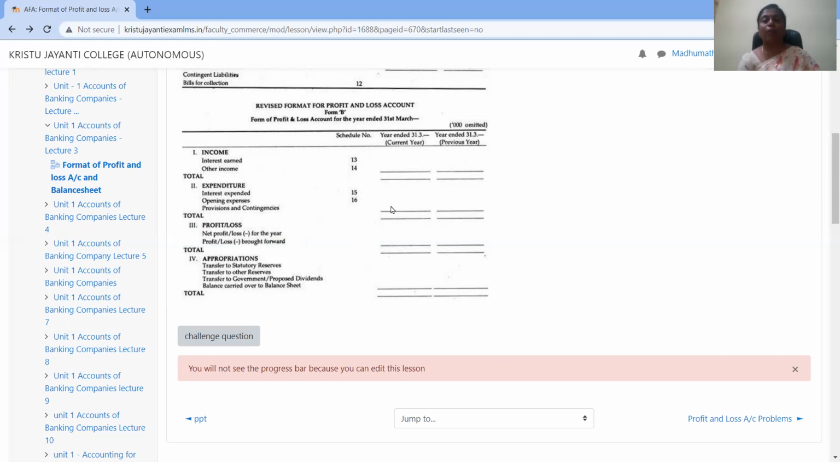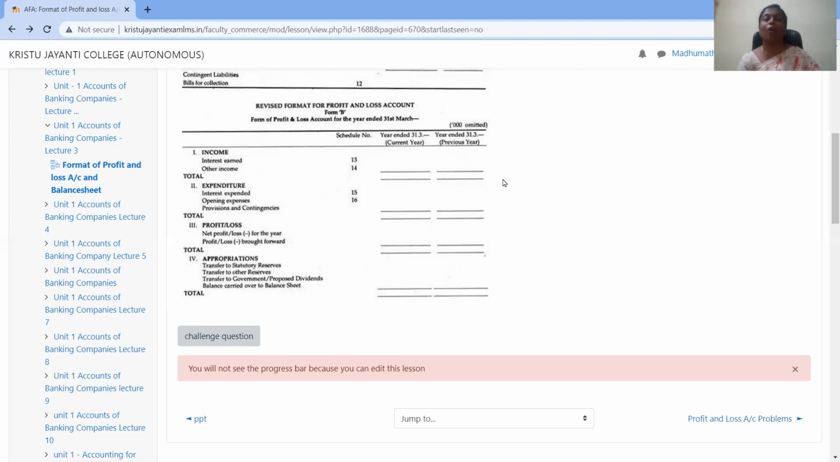The next part of your profit and loss account will be your profit. Any profit specified in your question for the previous year is brought forward, and then you have to check what your current year profit is. Current year profit will be your total income minus your expenses. That is the total of schedule number 13 and 14 minus the expenses for 15, 16 as well as your provision and contingencies. When you deduct that, you get the profit during the year.